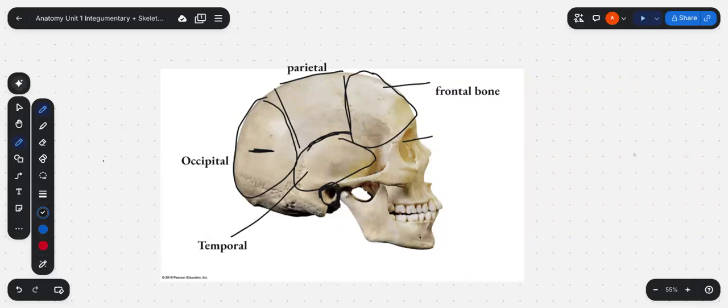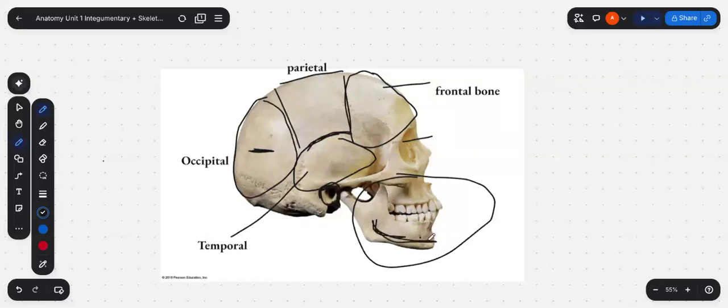So that was everything for the top of the skull area. Now we're going to move down to the bottom. For the bottom, you mostly just need to know this general region over here, composed of two bones. So you have your mandible over here.